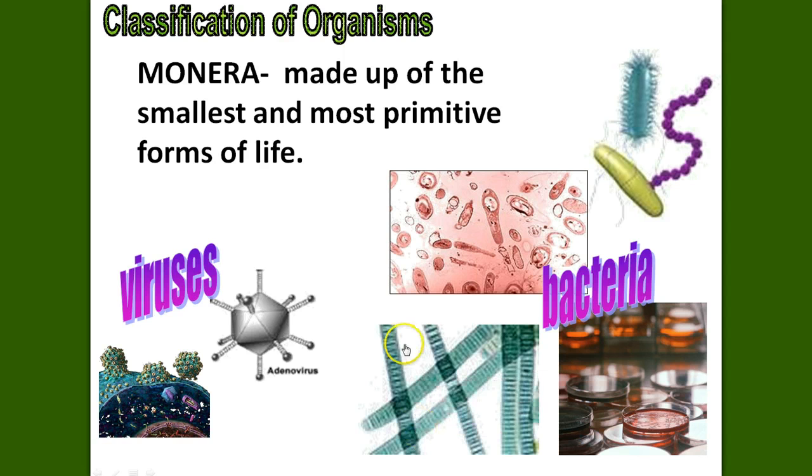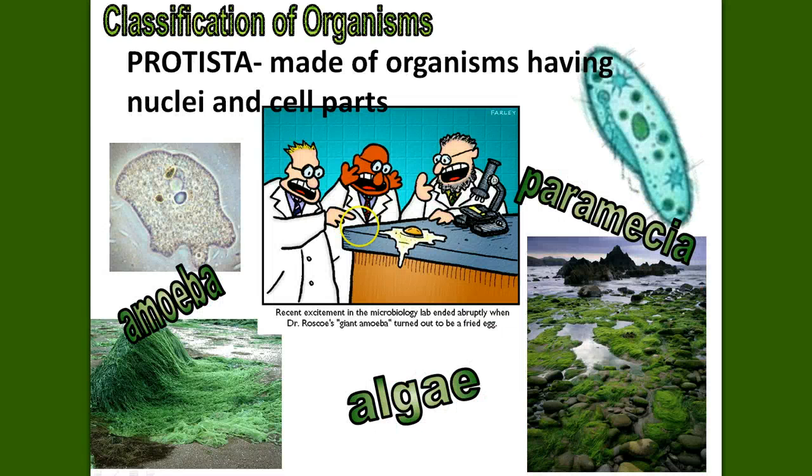All right. Classification of organisms. The Monera is made up of the smallest and most primitive forms of life, so viruses and bacteria. And you'll be studying this in the 7th grade. You just need to know that the first group is called the Monerans, or Monera, which is plural. Then the Protista, or the protists, made of organisms having nuclei and cell parts. This is something else that you'll study in the 7th grade.